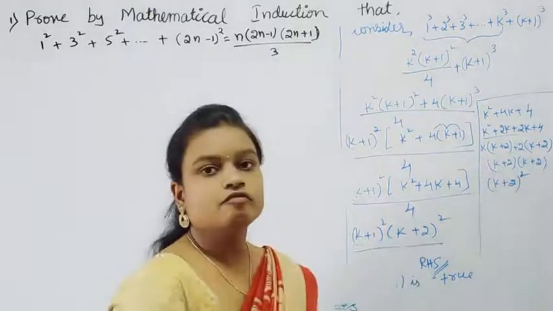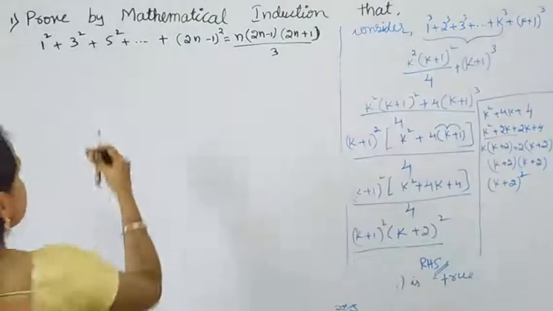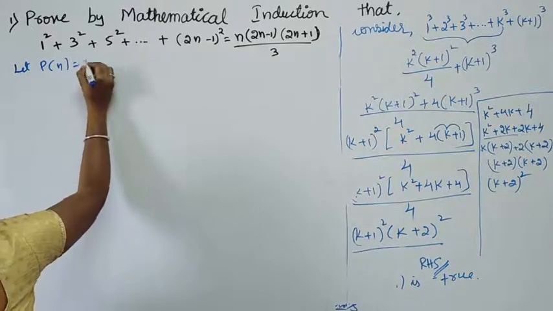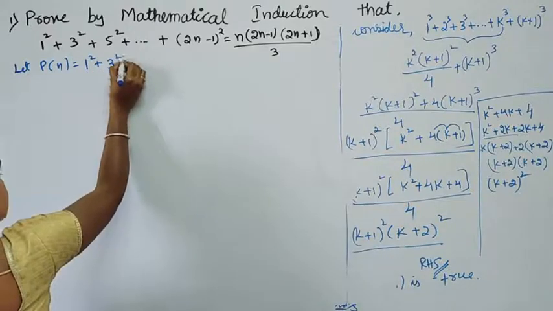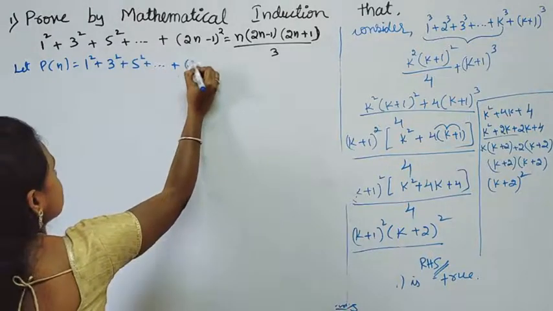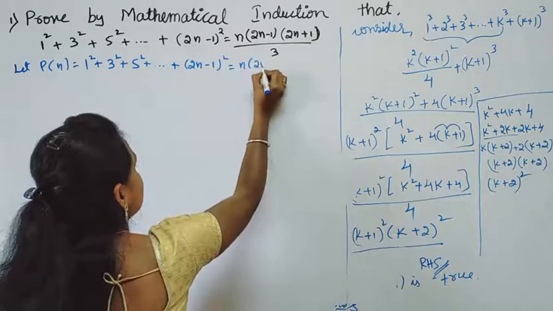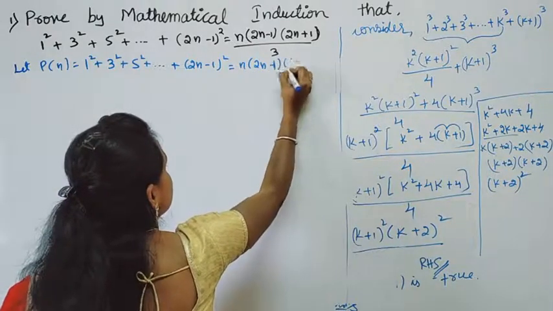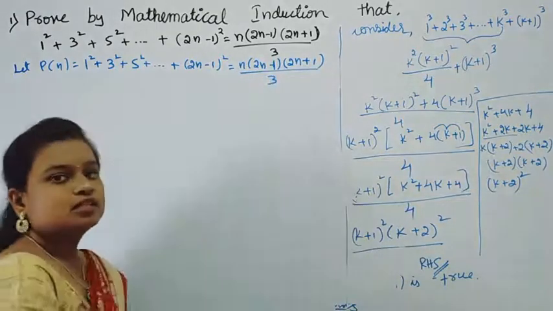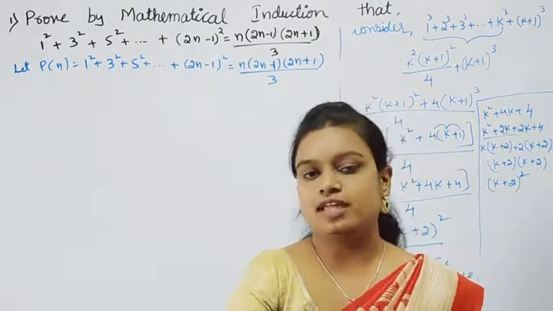Okay. So first we have to take the given statement as P of n, right? So let P of n be equal to what? 1 square plus 3 square plus 5 square plus etc. plus (2n minus 1) the whole square is equal to n into (2n minus 1) into (2n plus 1) whole divided by 3. So first take the given statement as P of n.